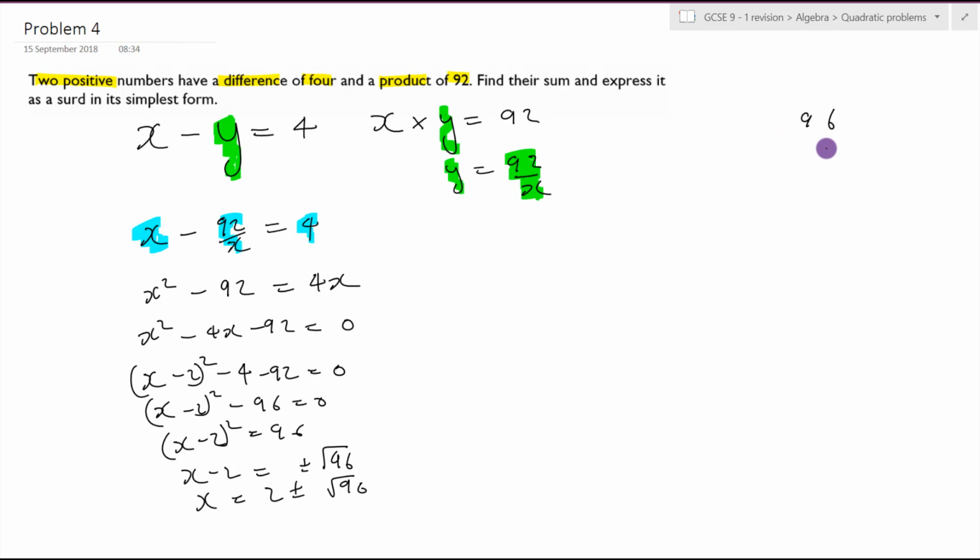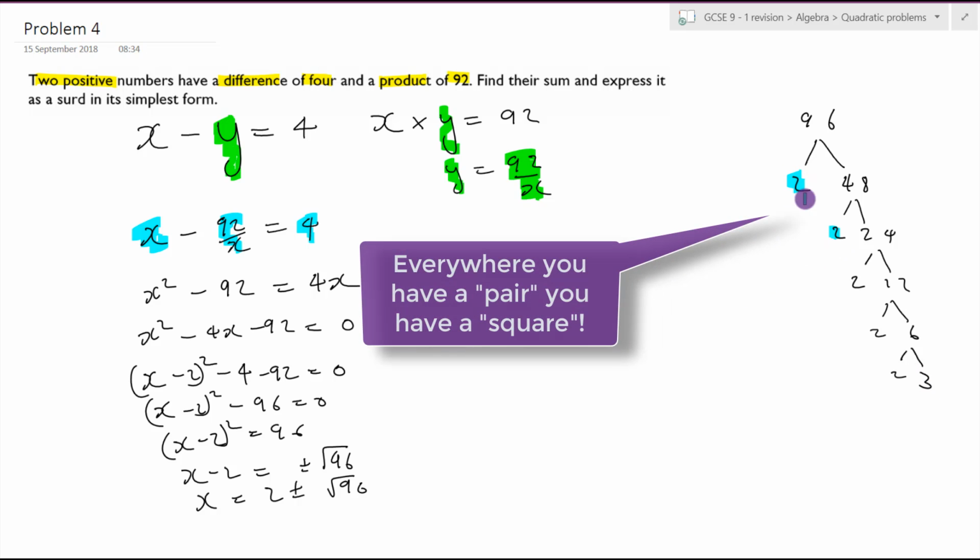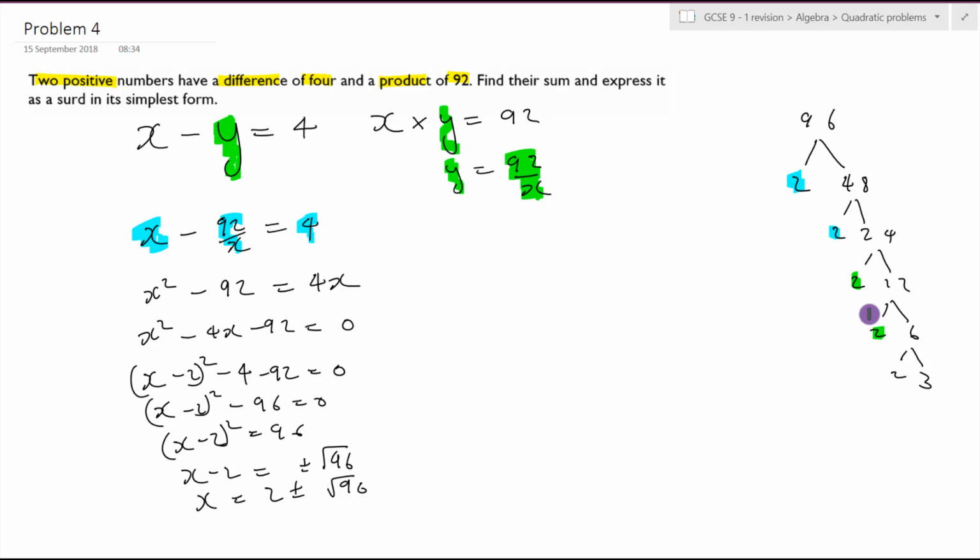Let's just go over here and factor tree out our 96. 2 times 48, 2 times 24, 2 times 12, 2 times 6, and then 2 times 3. Now what you need to remember, everywhere you have a pair, you've got a square. So there's 2 times 2 is 2 squared, another pair there, 2 times 2 is another 2 squared, but we've got 2 times 3, which is 6, so it's not a pair. So we can now write this as 2 squared, times another 2 squared here, and then times by the last two numbers, 6.